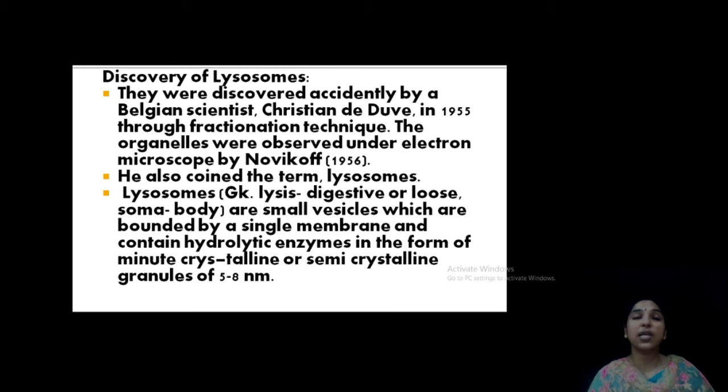Lysosomes were discovered accidentally by a Belgian scientist, Christian de Duve, in 1955, actually through a fractionation technique that he did in his laboratory. These organelles were observed under the electron microscope by Novikov, and Novikov named this organelle lysosome.